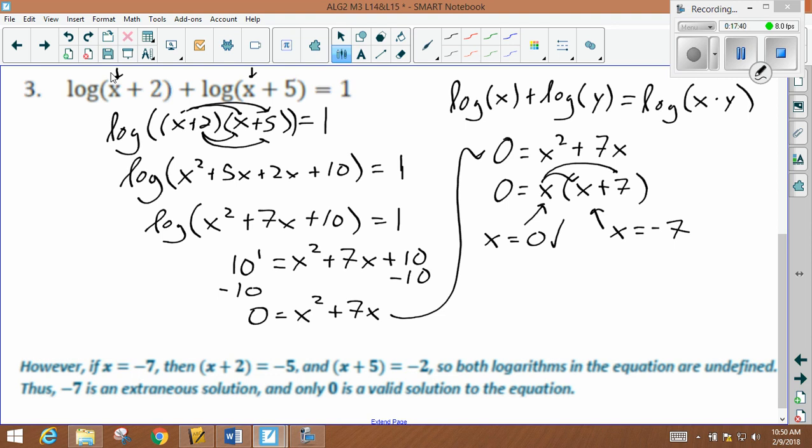I do get the log of a negative number, don't I? If I plug -7 in there, if I substitute it back in, I wind up with the log of -5. And that's not real. There's no such thing. We just said that, right? So then this one, boom, not a solution. We're going to point this one out as being extraneous.